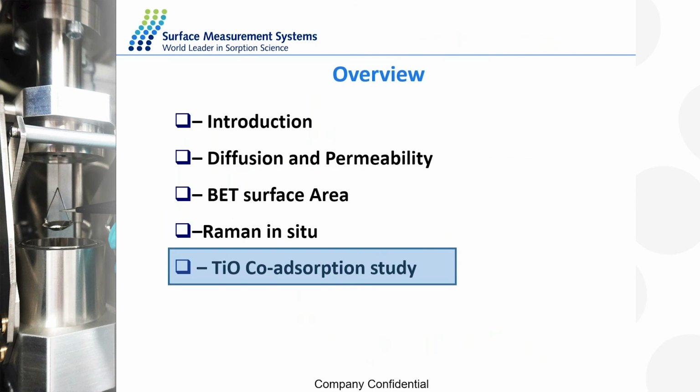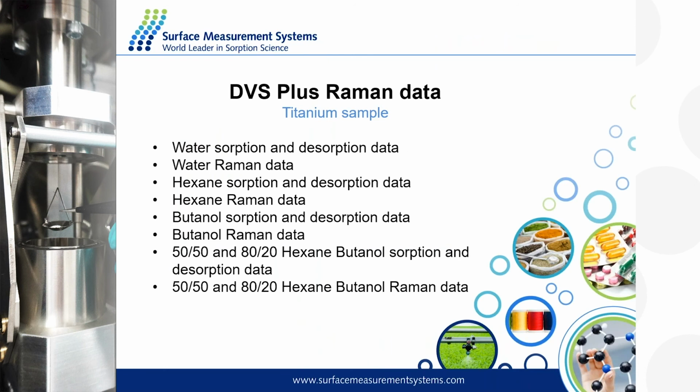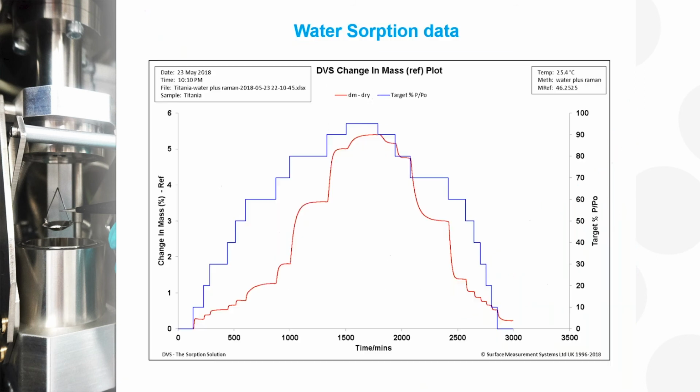Now we're going to have a look at a more complex study on co-adsorption. The experiment that we're going to carry out here is on a single sample, titanium oxide. We are going to do water adsorption by itself with the Raman data, butanol adsorption by itself, and then a study of 50-50 and 80-20 water and butanol mixtures, and we're going to look at the DVS data and the Raman data itself. So let's start with water.